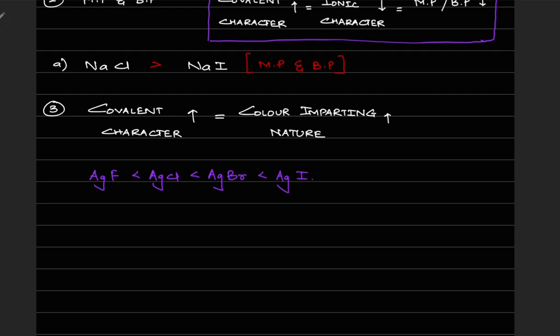So what we observe now over here, something very interesting, is that AgF is actually colorless. AgCl, however, is white in color. AgBr is slightly yellowish in color. And AgI is dark yellow. Now, why is this happening? We can say this is happening because the covalent character is increasing, and stronger the covalent character, obviously we would say more is the color imparting nature of that.